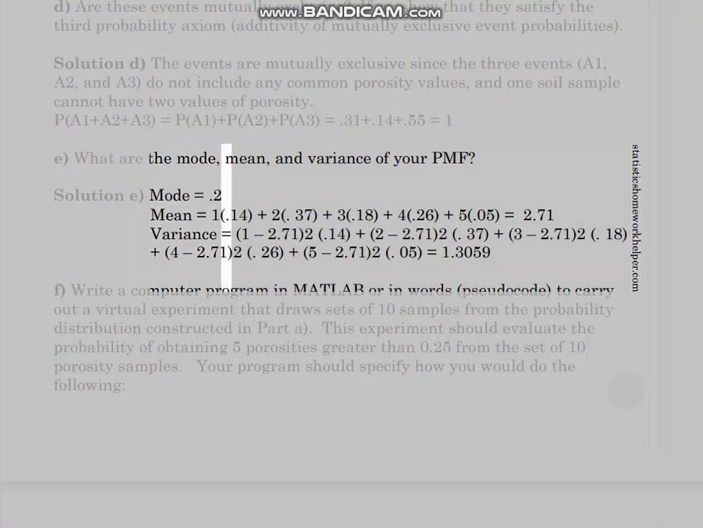Variance equals (1 minus 2.71) squared times 0.14 plus (2 minus 2.71) squared times 0.37 plus (3 minus 2.71) squared times 0.18 plus (4 minus 2.71) squared times 0.26 plus (5 minus 2.71) squared times 0.05 equals 1.3059.